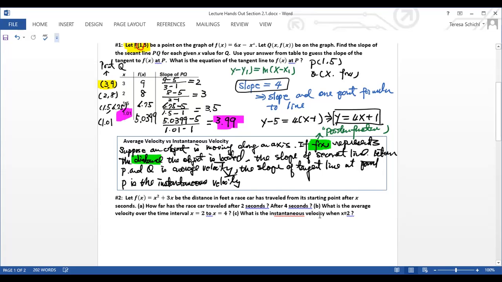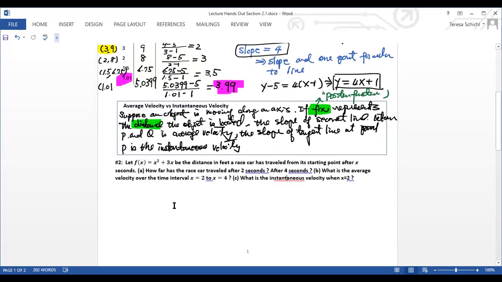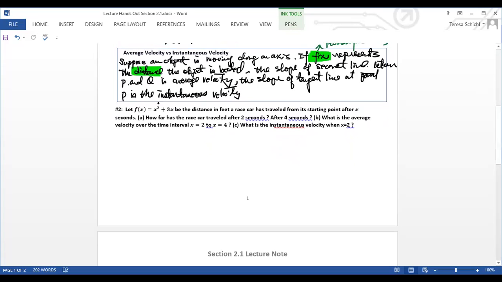Okay, so we said f of x is x squared plus 3x, the distance in feet a race car has traveled from the starting point after x seconds. How far has the race car traveled after 2 seconds? After 4 seconds? What is the average velocity over the time interval between 2 and 4? What is the instantaneous velocity at x equal to 2?